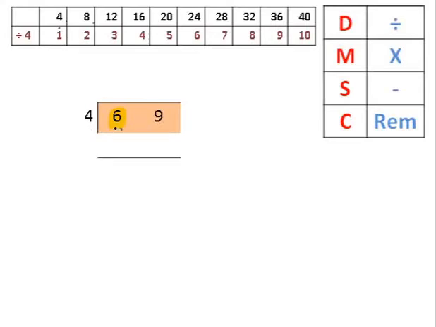Now, if 6 cannot be divided equally by 4, what do we do? We take the closest number to 6, but also less than 6, which is 4. And we say, what is 4 divided by 4? 4 divided by 4 is 1. Division answers go on the top. Second step is to multiply. Right. 1 times 4 is equal to 4.